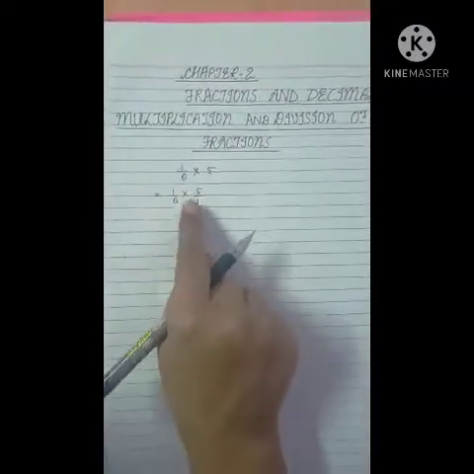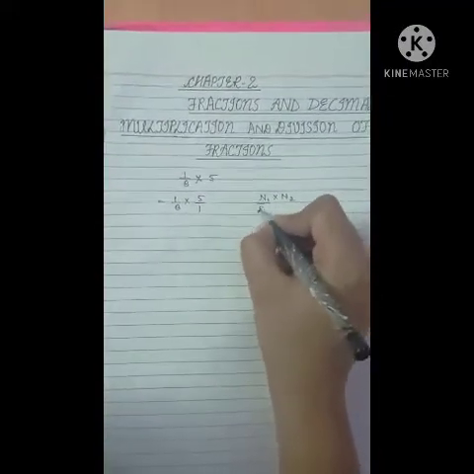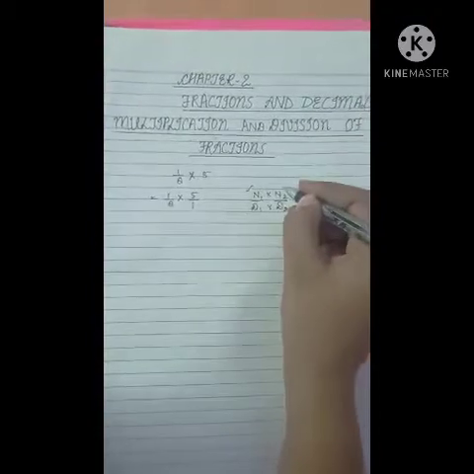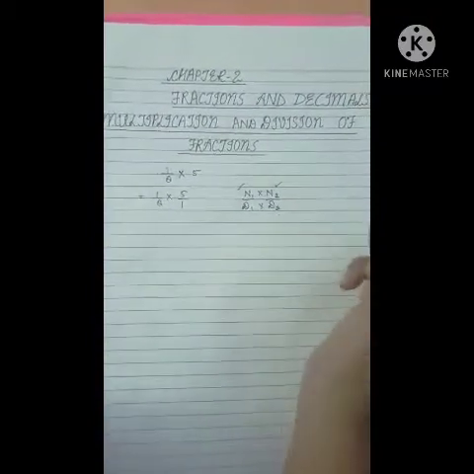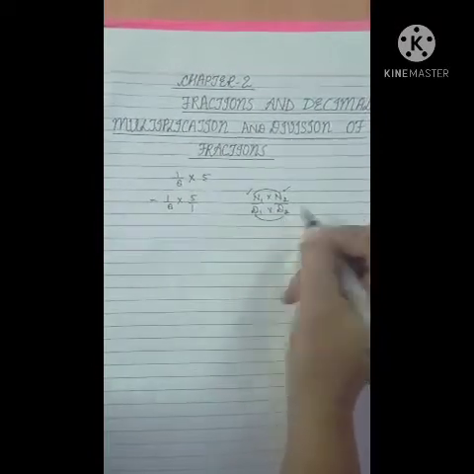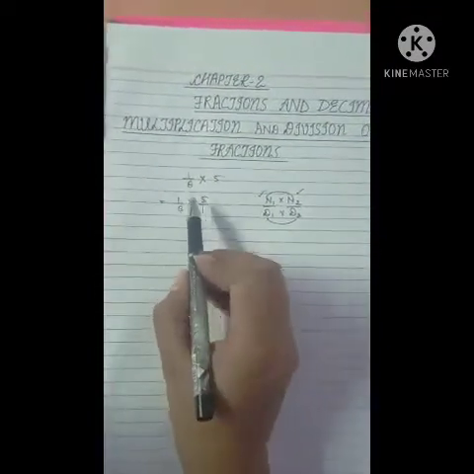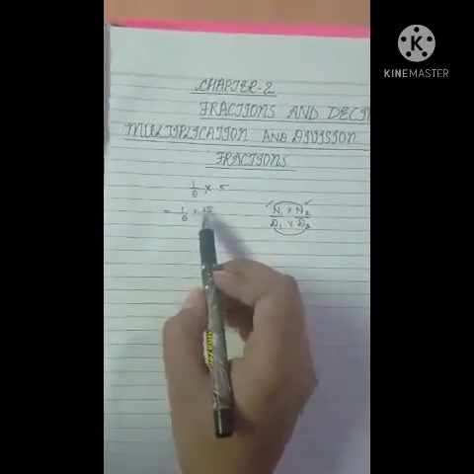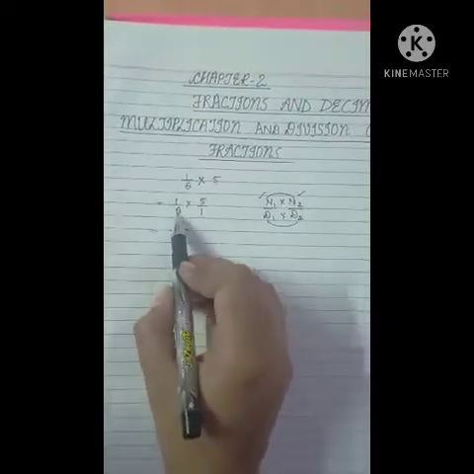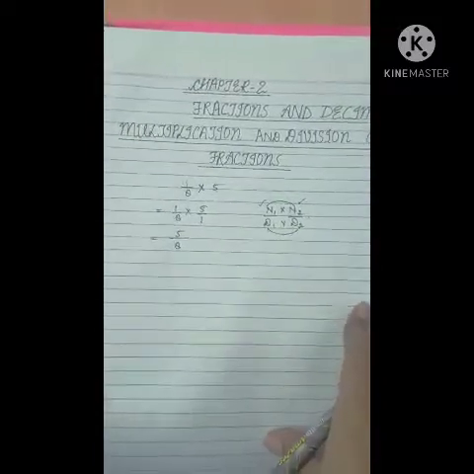Remember, when we multiply two fractions, we multiply the numerators and the denominators of the two fractions. Suppose this is our first fraction and this is our second fraction. So when we multiply this, we multiply the numerator by the numerator and the denominator by the denominator. Clear? So here we have 1 and here we have 5. So we multiply 1 and 5. So 1 multiplied by 5 you will get 5, and 8 multiplied by 1 you will get 8. So this is how we multiply the fractions.